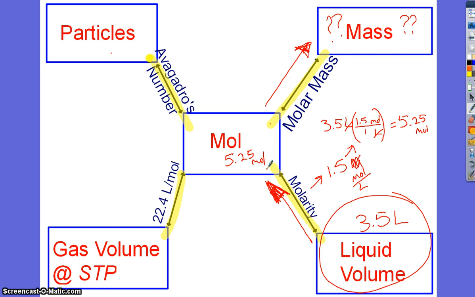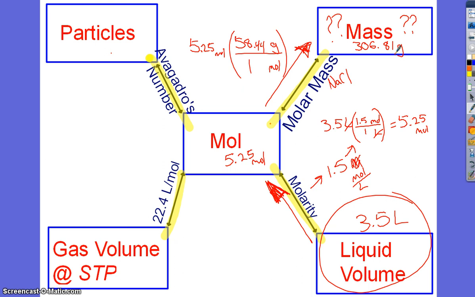Now that I have 5.25 moles, I need to use the molar mass. I'm trying to get to mass, so that's units of grams. I want to get rid of moles. Molar mass has units of grams per mole. I just need to know the molar mass of NaCl. I'll go to my periodic table, look it up, do all the math, and I'll find that it is 58.44 grams per 1 mole. So I multiply 5.25 times 58.44, and I'll find that it is 306.81 grams, is what my calculator tells me.